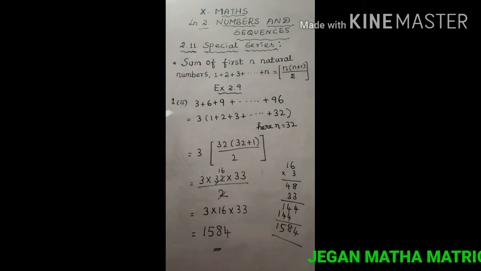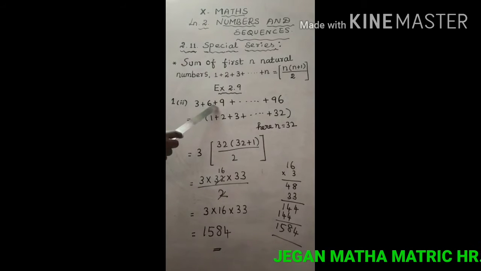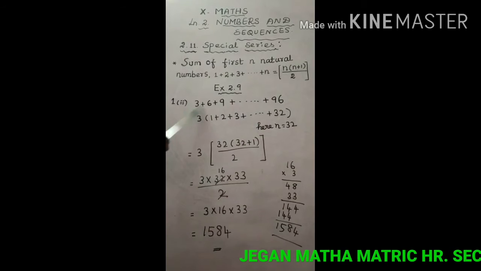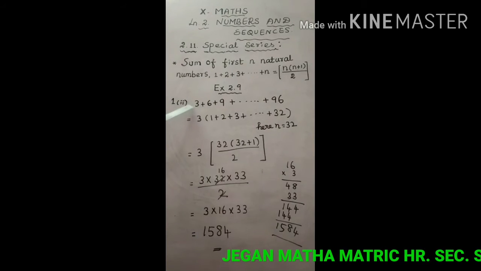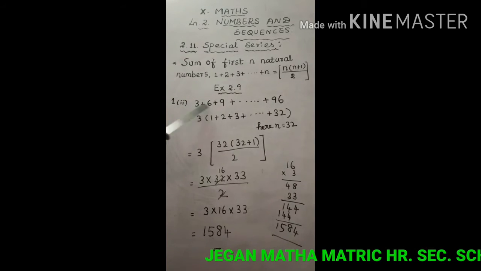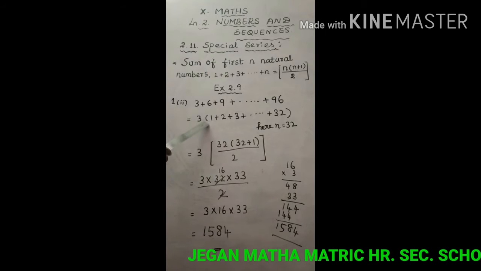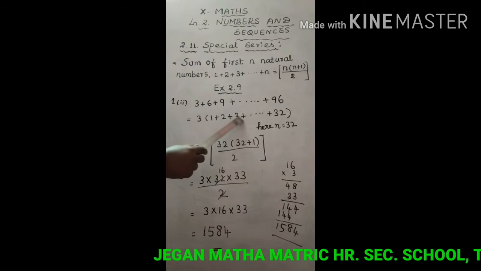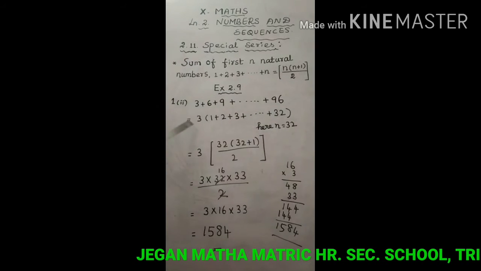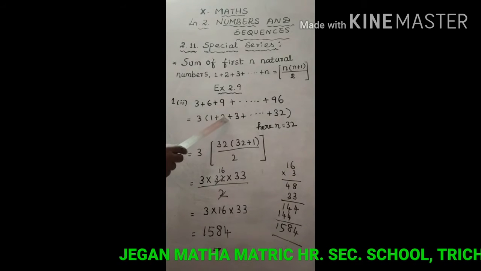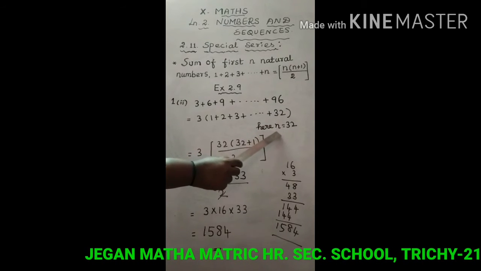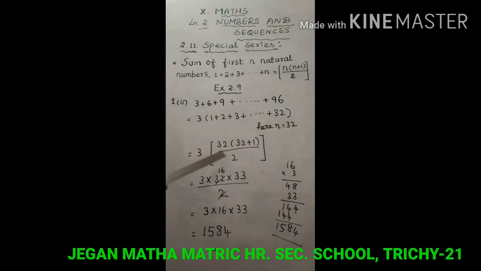The next one, find the sum of the given series. The series is 3 plus 6 plus 9 plus up to 96. All the numbers are multiplied by 3. So we take 3 common. The remaining terms in the closed bracket are 1 plus 2 plus 3 up to 32. So here this is the sum of first n natural numbers. Here the last number we consider n. So n is equal to 32.